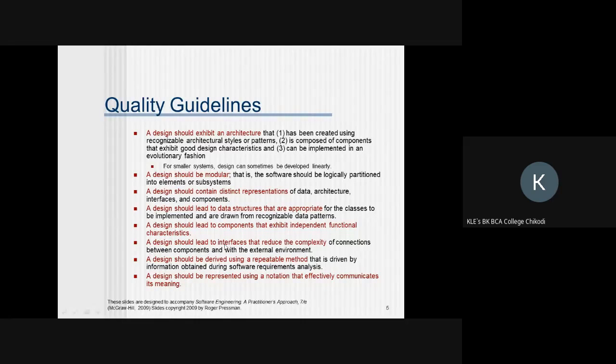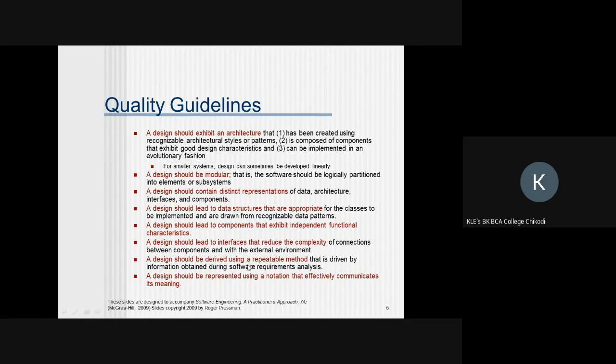The design should lead to interfaces that reduce complexity. This is with respect to a user interface. The user interface must be easy to use. It means it should not provide any complex navigation. It should have some ease of usage.